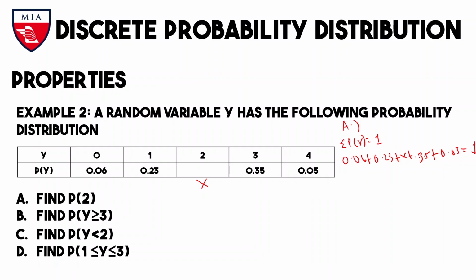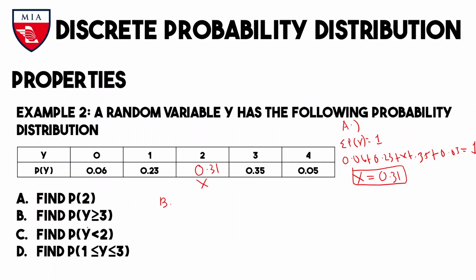If we apply algebra rules, we just transpose the values and subtract them from 1. So, our x is equal to 1 minus 0.05 minus 0.35 minus 0.23 minus 0.06. So the value of our x, or the unknown, is equal to 0.31. Okay, next, letter B.